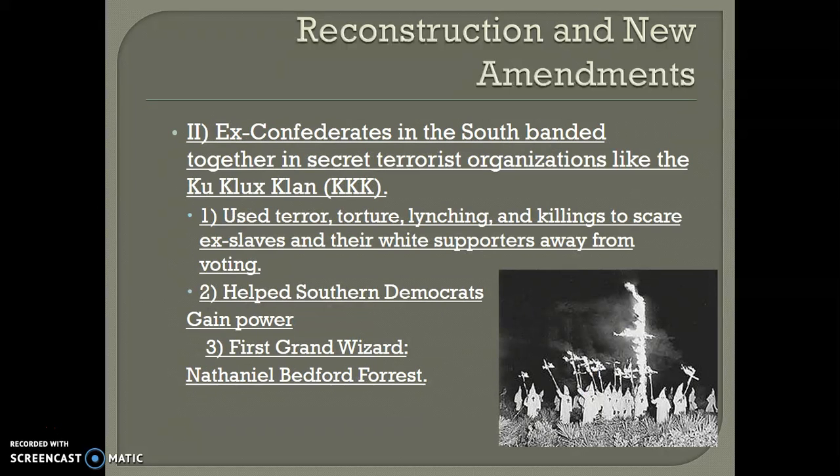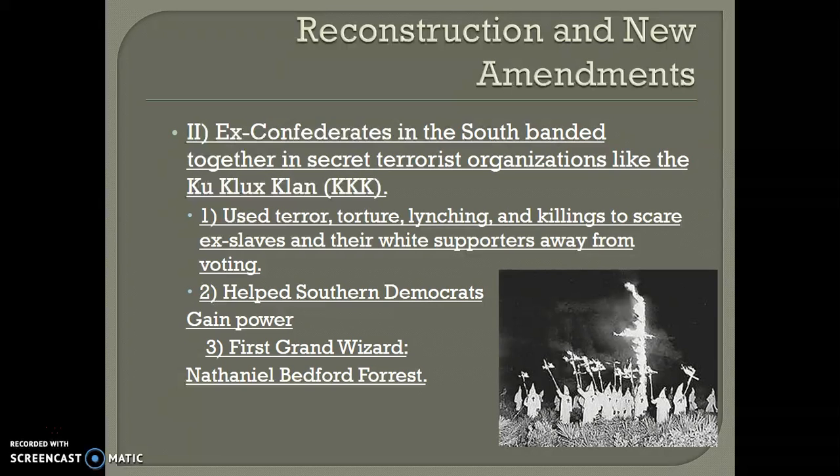So a lot of these ex-Confederates in the South banded together and they created secret terrorist organizations like the KKK, or the Ku Klux Klan. And yes, this is a terrorist organization because they try to use terror, torture, and lynching and killings to try to make a political change. And that's what a terrorist is: someone who uses terror and violence to try to control.